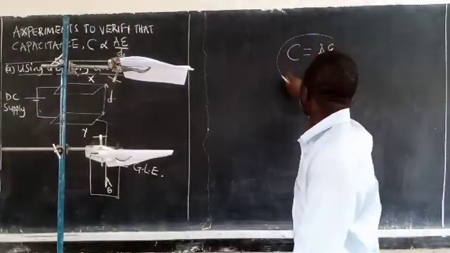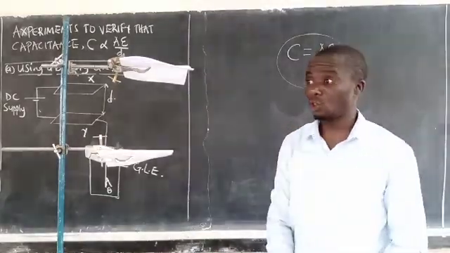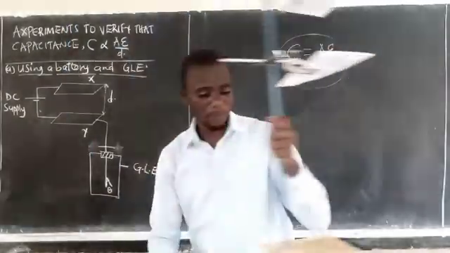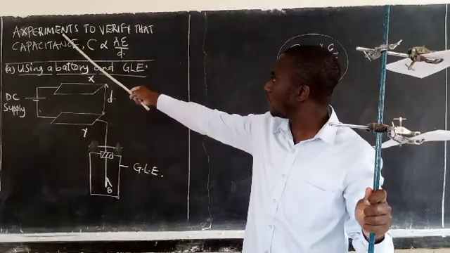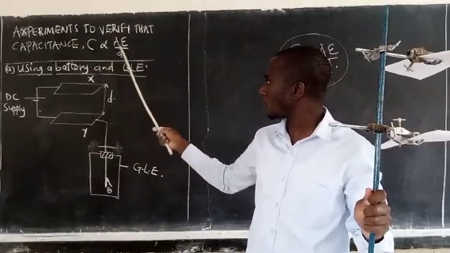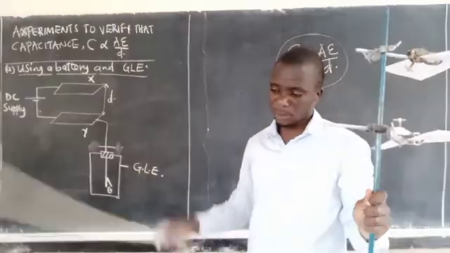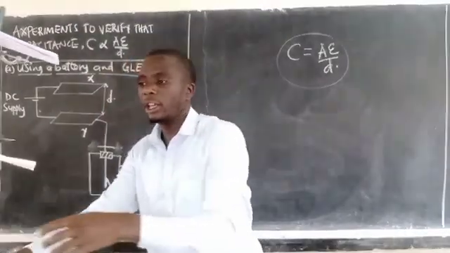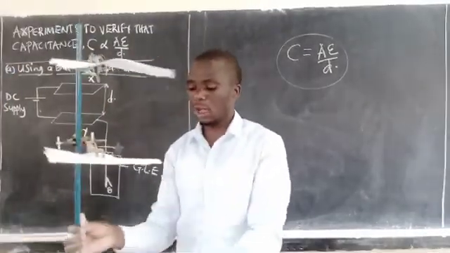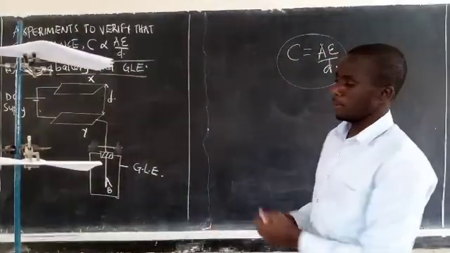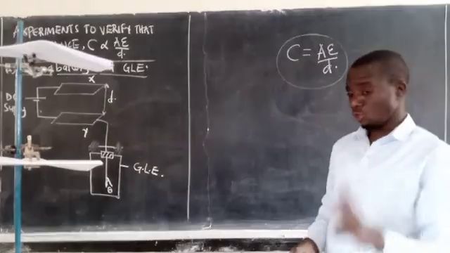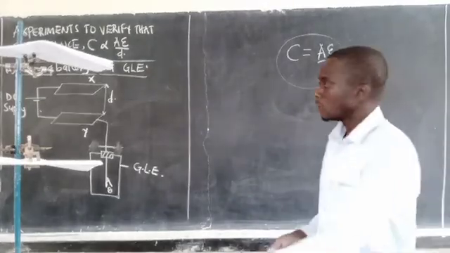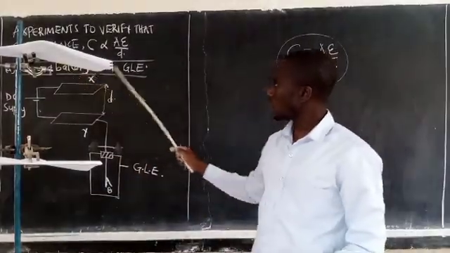So therefore, we saw this, but we want to be so sure that it is true. And for us to do so, we have to do an experiment. We have experiments to verify that this capacitance is proportional to A and ε and inversely proportional to d. It is not one experiment. We are going to do 3 experiments in one, because we have to keep varying some quantities and keeping others constant. We are going to have 2 setups, and the kind of apparatus we use differs. The one we are using for this lesson uses a battery and a GLE.